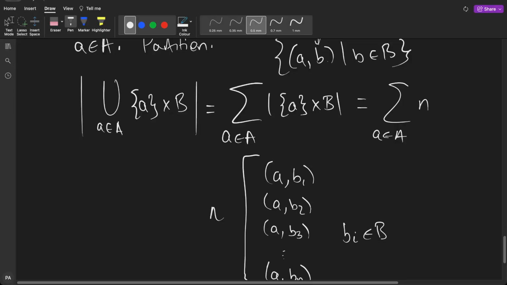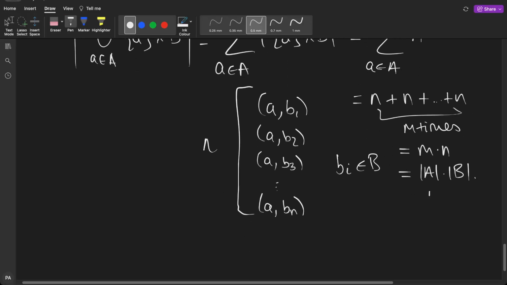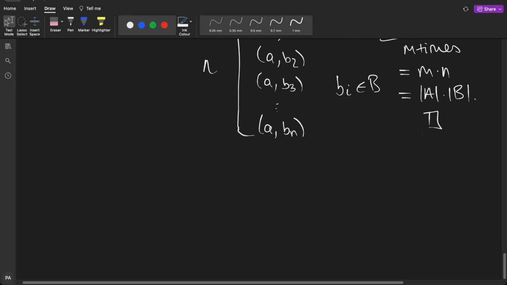Now remember that if a is in A, well, there are m possible ways for that to happen, because there are m elements in A. So for each one of those m elements, we are adding another n. We have n plus n, etc. This happens m times. That is just m times n, which is the size of A times the size of B, as required. So that's our proof of the multiplication rule.